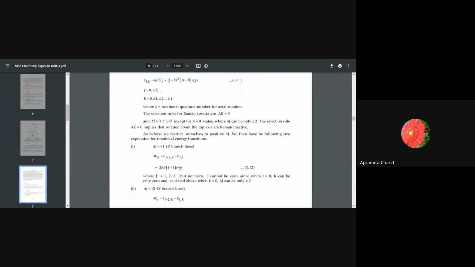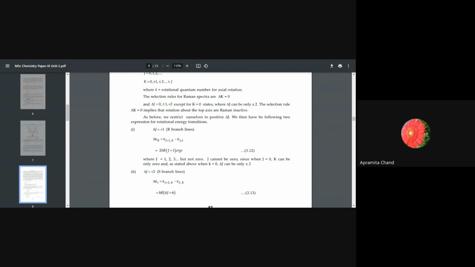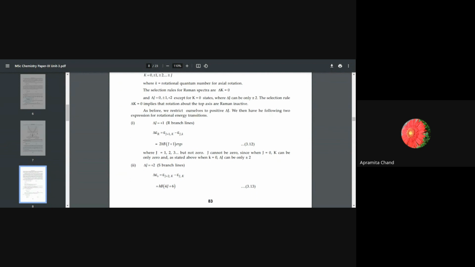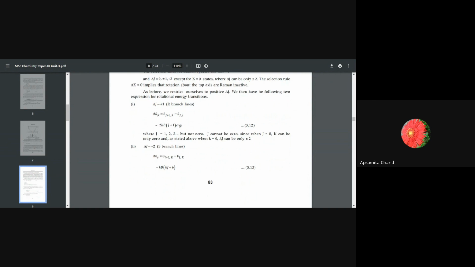Now for rotational energy transitions, let us look into some more lines. Here, if delta J is equal to plus 1, it is known as the R branch and the difference in energy is 2hB into J plus 1. If you have S branch lines, that is delta J equal to plus 2, then the spacing is hB into 4J plus 6. Write this down.